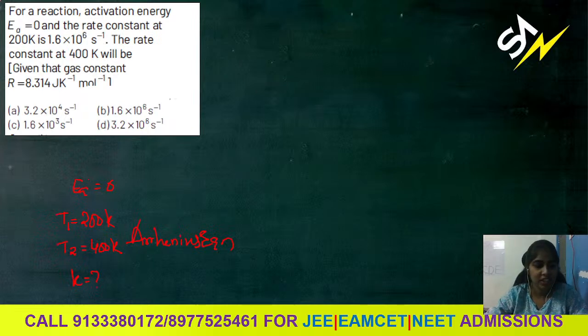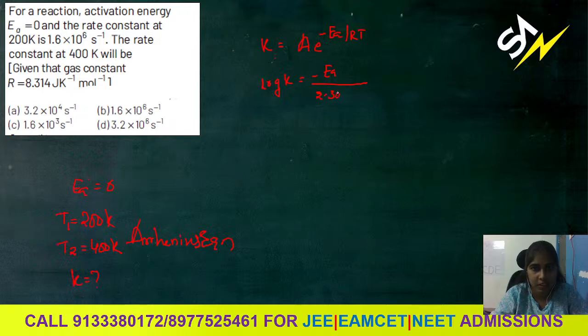Apply the Arrhenius equation here. What is the Arrhenius equation? k is equal to A e to the power of minus Ea by RT. If we apply log on both sides, this becomes log k equal to minus Ea by 2.303 RT plus log A. So if we apply log on both sides, this will be the equation.